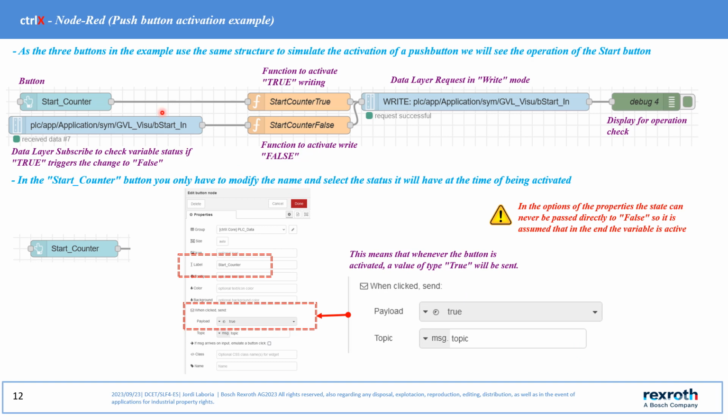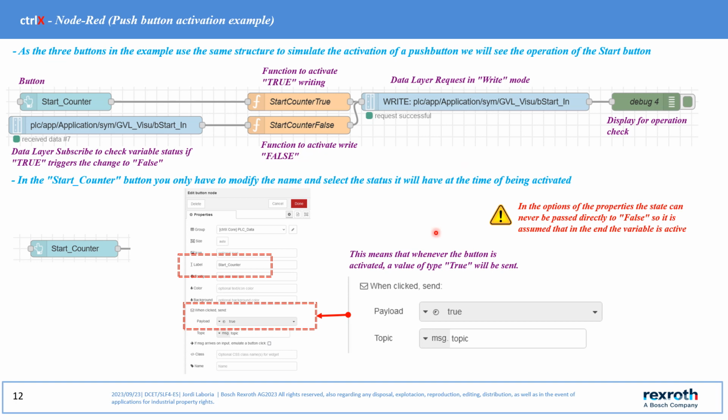As the three push buttons in the example use the same operation structure, we will see how the start push button of the counter works. During the first test, the reality is that I went crazy trying to generate an operation as close as possible to a push button. As is always said, the solutions are always many, and perhaps there is an easier and faster one to apply. But this is the first contact with Node-RED.